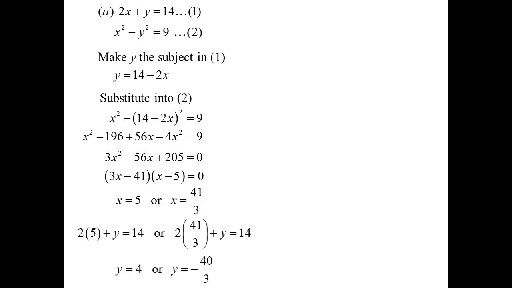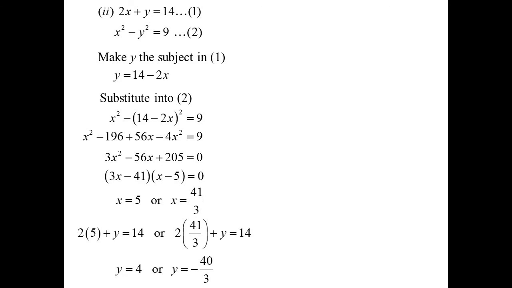Split the middle on that. Multiplies together to give 615, adds together to give negative 56. Let's save some time. Oh, look, there we go. It's 3x minus 41, x minus 5 it ends up being. So we have 2 possibilities for x. Go back in and work out our corresponding values of y for each of those. So we end up with 2 possibilities.